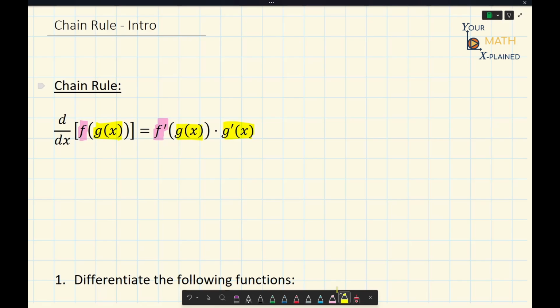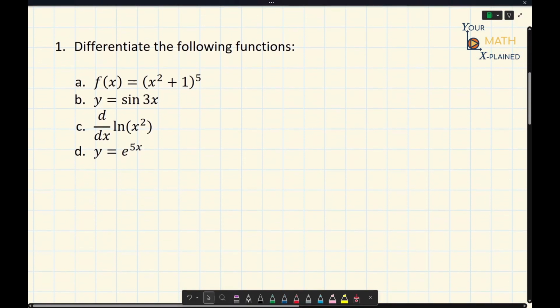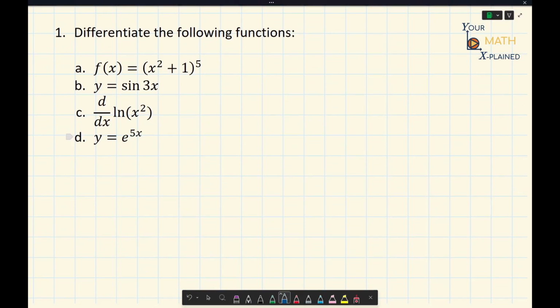So it's important that you're able to figure out what the inside function is and what the outside function is before you start differentiating. So let's take a look at what we mean by that through a couple of examples. We want to differentiate these four functions here. Notice that for part A, you're welcome to actually distribute x squared plus 1 to the power of 5, but that is going to take forever. So we're going to use chain rule here to make our life a little simpler.